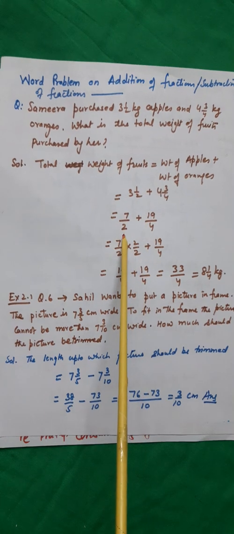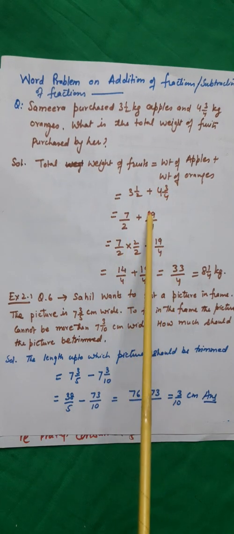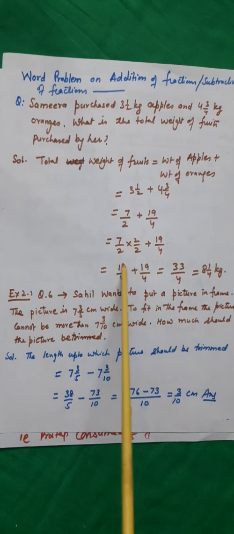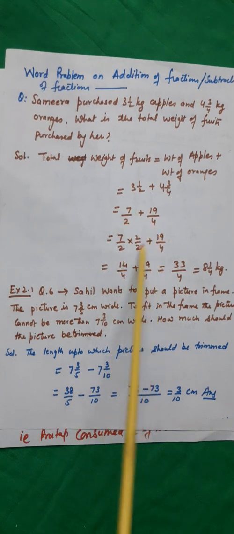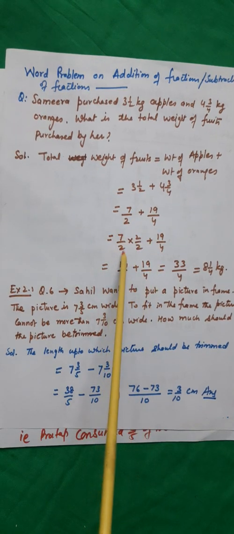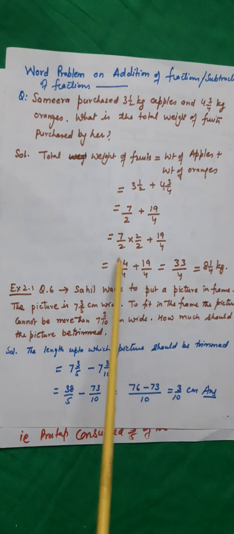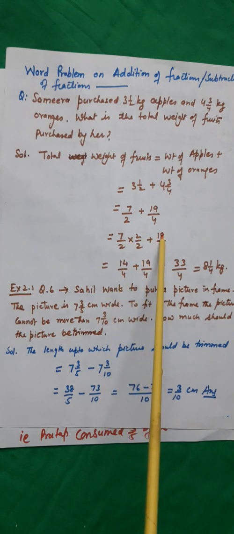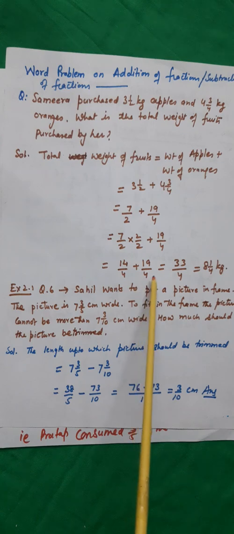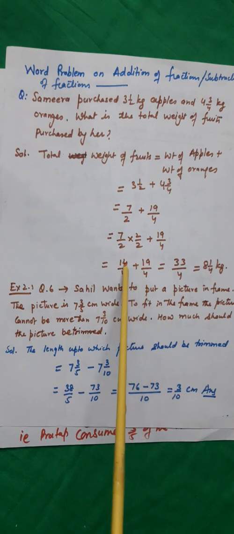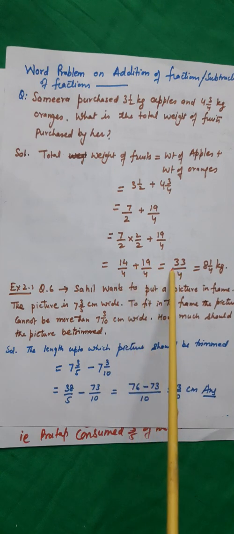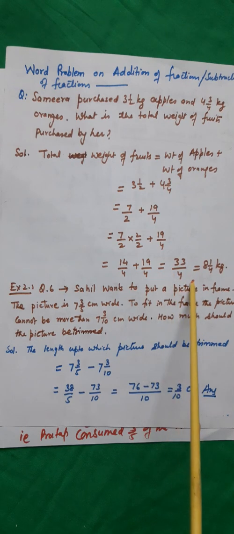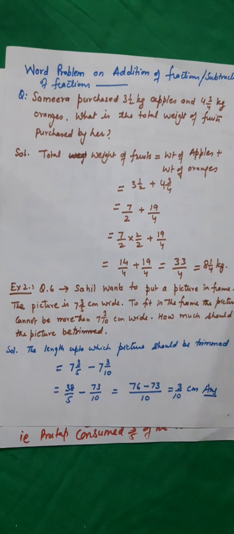3.5 gives me 7 by 2 and 4 3 by 4 gives me 19 by 4. Here we have one more method of adding the fractions. We make the denominators the same. So if I multiply 7 upon 2 by 2 upon 2, I will have 14 upon 4. And here already I am having 19 upon 4. Now since these are like fractions, if I just add the numerators, I get the answer. Add the numerators upon this common denominator. So this gives me 33 upon 4, which is equal to 8 1 by 4 kg.